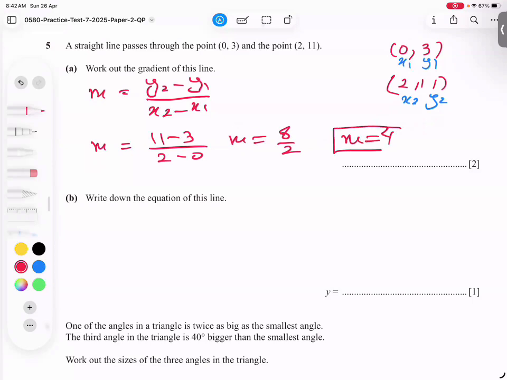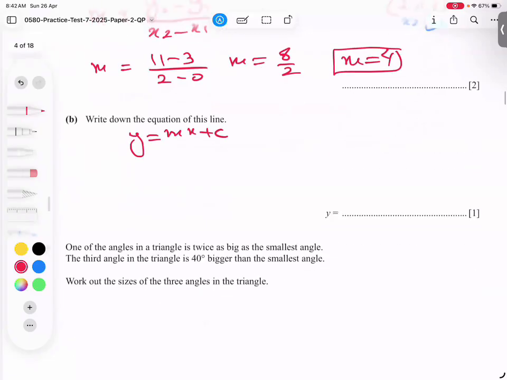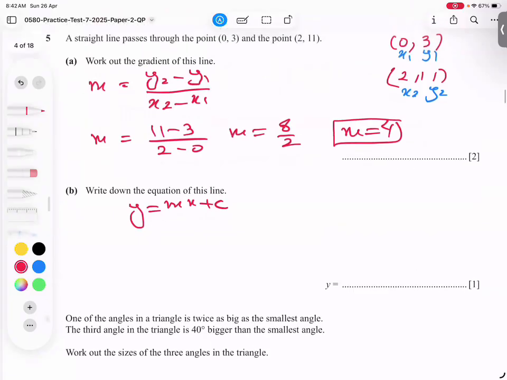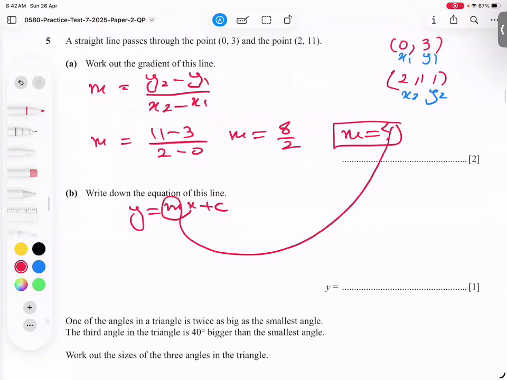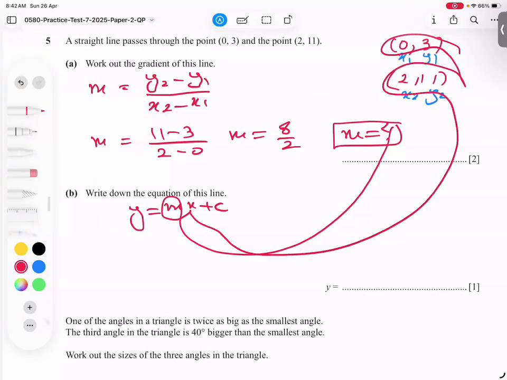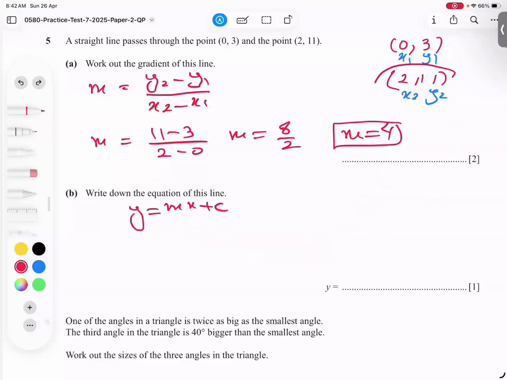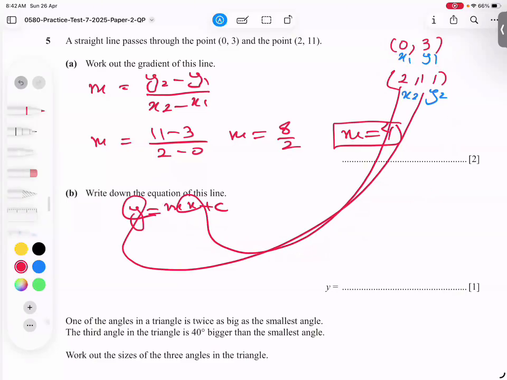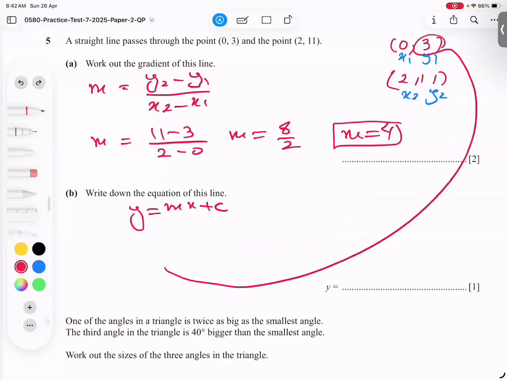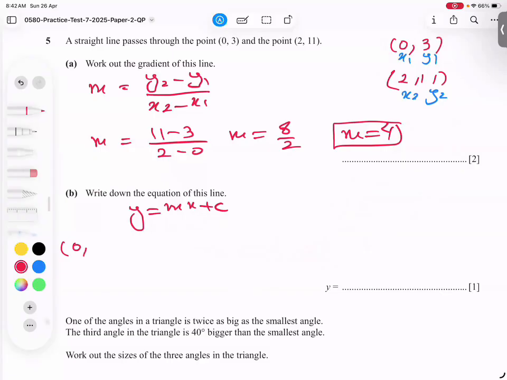This is done. Now he's asking for the equation of the line. The formula is y equals mx plus c. So what to do here? We can plug in this 4 in place of m. Any one point I will take and plug in for x and y. For example, I take (2, 11), so 11 goes in place of y and 2 in place of x. Or the second choice, 3 goes in place of y and 0 in place of x. I will use (0, 3). So 3 goes here, m is 4, x is 0.